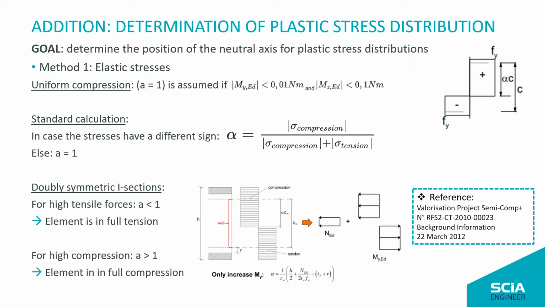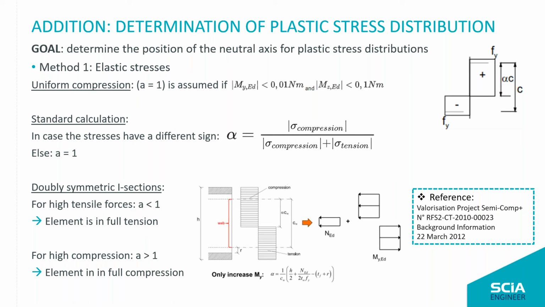Because we can have it, of course, from the elastic distribution pretty easily. But if we are looking at failure of a section, we want to have plastic stress distributions, and this will shift the position of the neutral axis. So inside SCIA Engineer, you actually have 3 methods available to you to choose the determination of this neutral axis for the classification of your section.